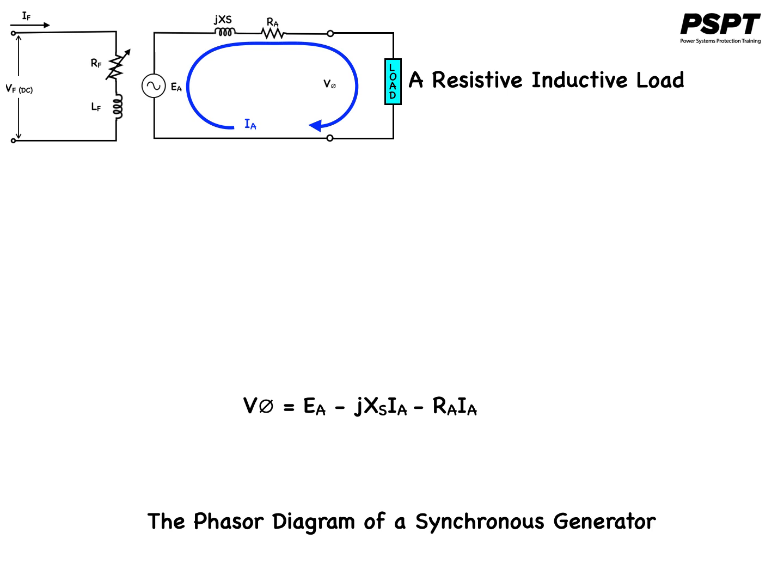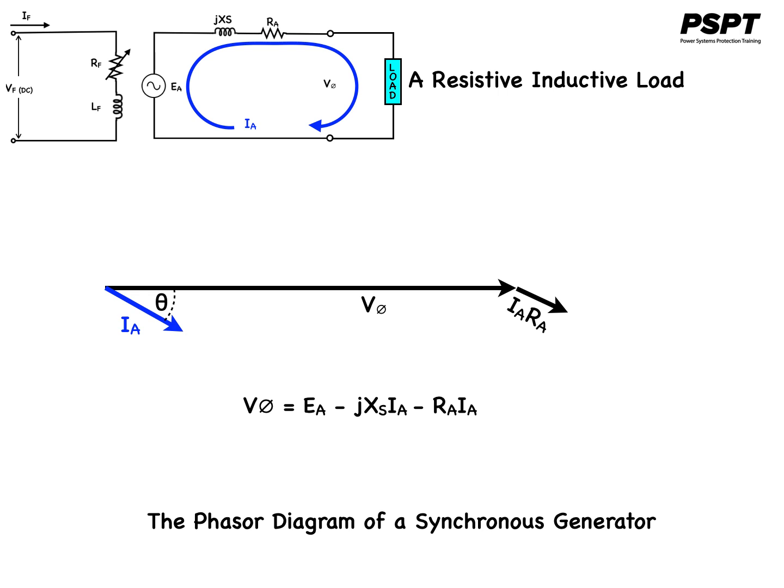Now, let's change the load to a resistive inductive load, which is placed across the output terminals, of course, with a voltage drop of V phi. Because the resistive inductive load will draw a current IA lagging the terminal voltage, the voltage drop across the internal resistance is given by IARA, in phase with the current, which lags the terminal voltage.